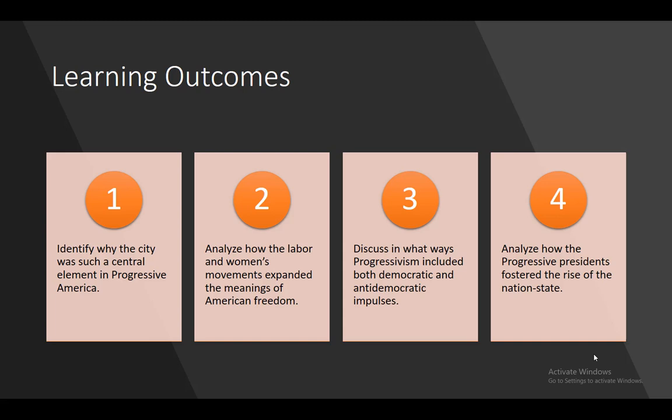First, we will identify why the city was such a central element in progressive America. Next, we'll analyze how the labor and women's movements expanded the meanings of American freedom. Third, we'll discuss in what ways progressivism included both democratic and anti-democratic impulses. And fourth, we'll analyze how the progressive presidents fostered the rise of the nation state.